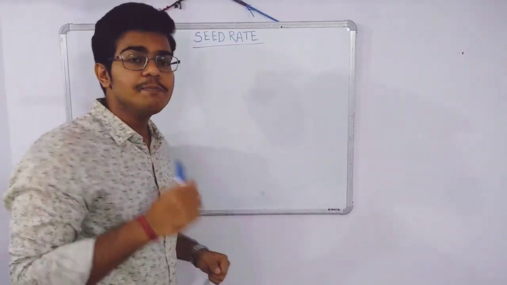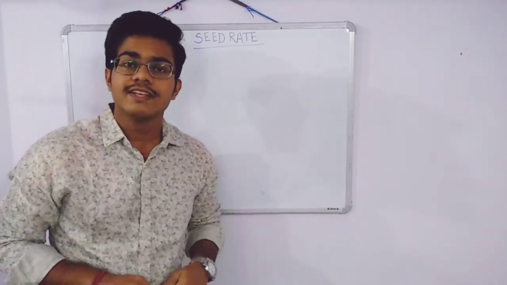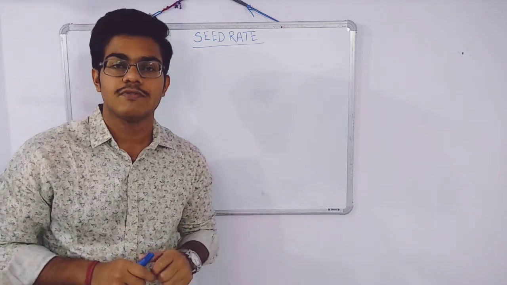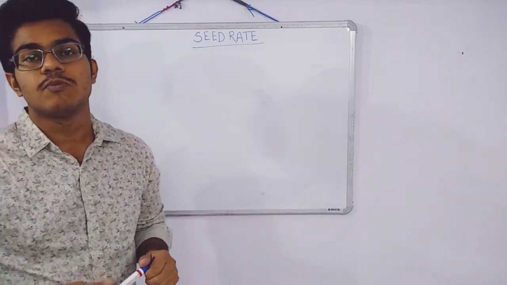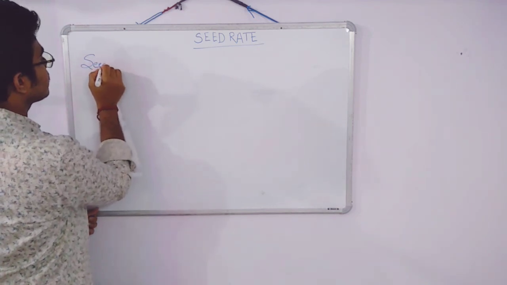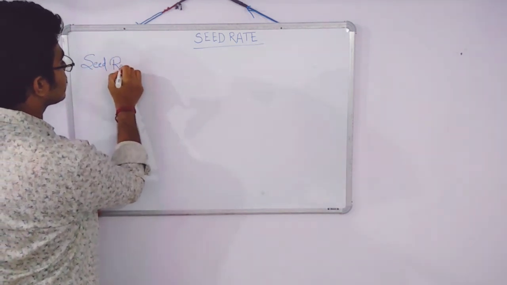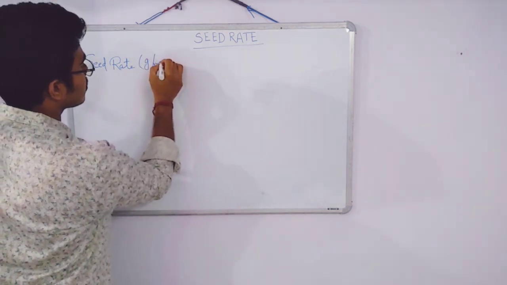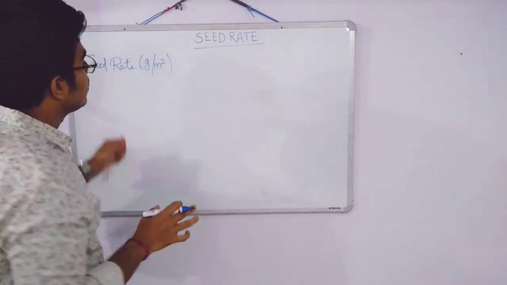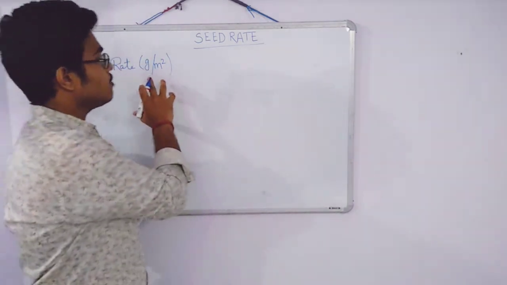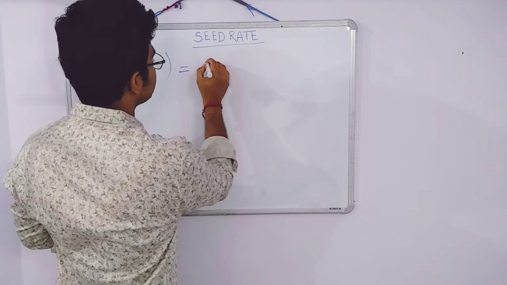Here, let me first tell you the example of seed rate. If we want to calculate the seed rate for a small area of land, that is for some meter square of land, then we have to use a different formula. So if you have to calculate for a small piece of land, then our formula will be like this.